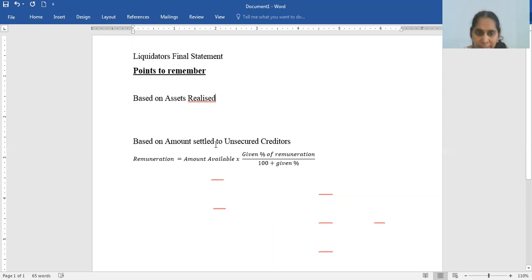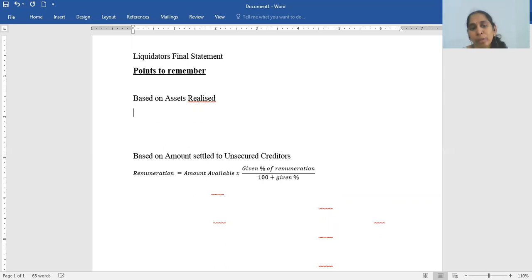When it is given as assets realized, whether we should take cash or not, that is a big question. When we have to take it and when we should not. If it is mentioned in the problem that it is based on assets realized, we are not supposed to include cash. So you have to calculate the percentage based only on the amount of assets sold or realized by the liquidator.